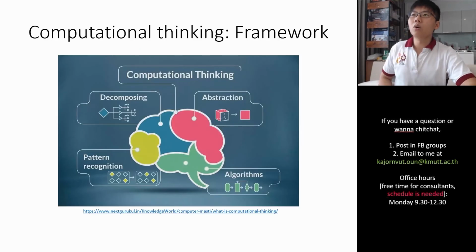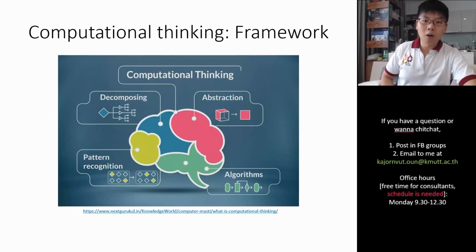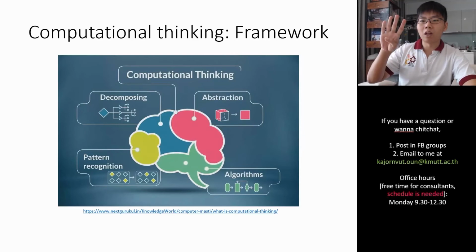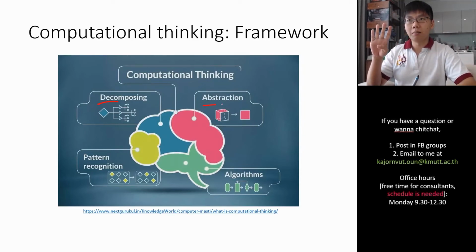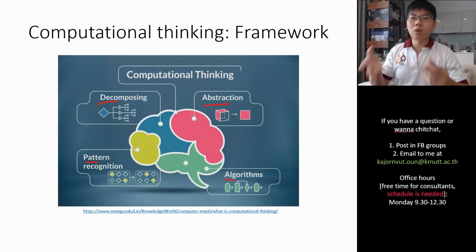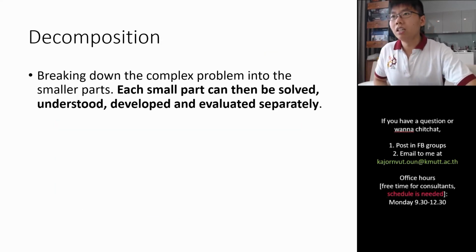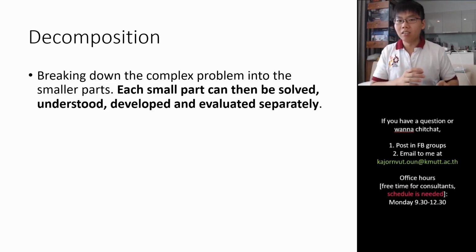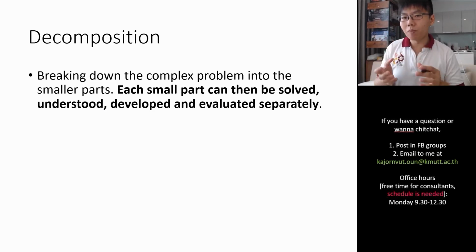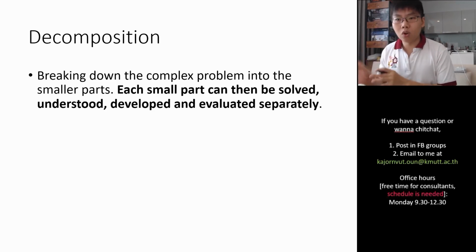The components of computational thinking have only 4 main parts: decomposition, abstraction, pattern recognition, and algorithm design. Decomposition simply means breaking down the question until it is extremely small, so that you can scope it down and have only one sequence of process to solve it.